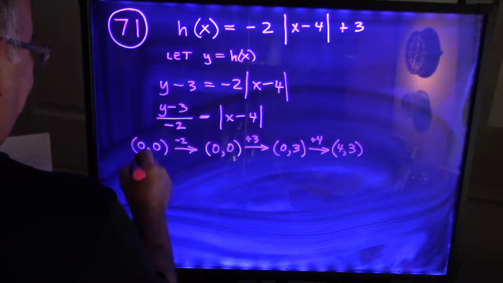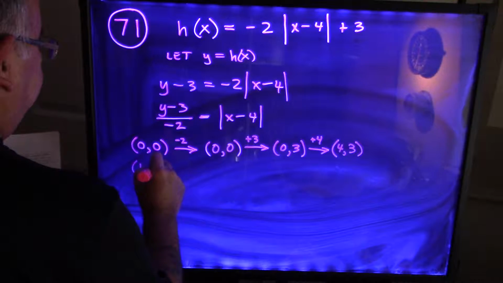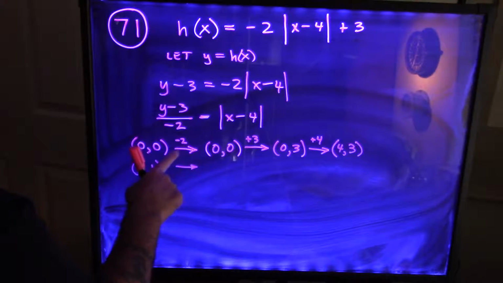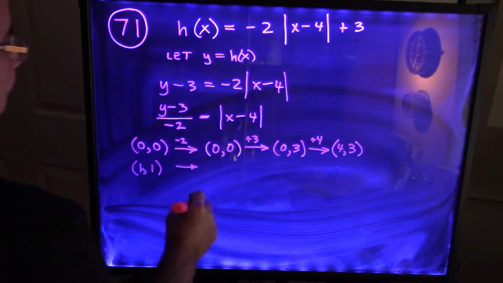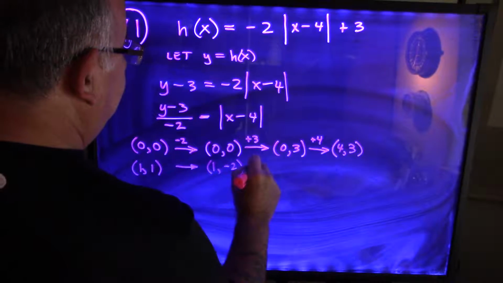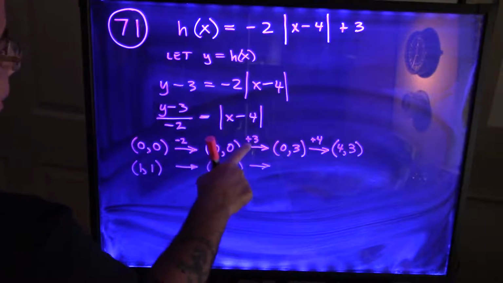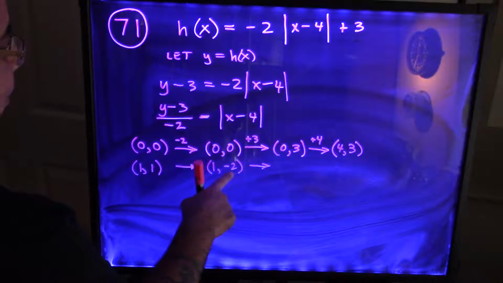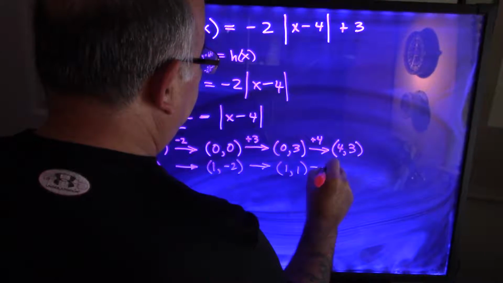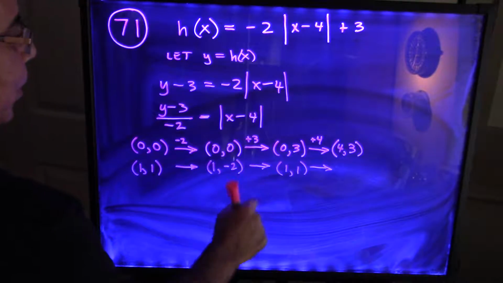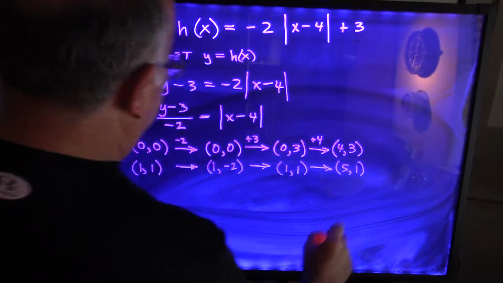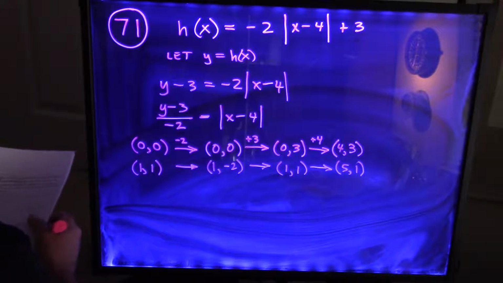Okay. How about 1, 1? Multiply the y-coordinate here by -2, and you're going to get 1, -2. Then you add 3 to the y-coordinate. 3 minus 2 is 1, so you're going to get 1, 1. Then you add 4 to the x-coordinate. That becomes 5, 1. So 1, 1 becomes 5, 1.